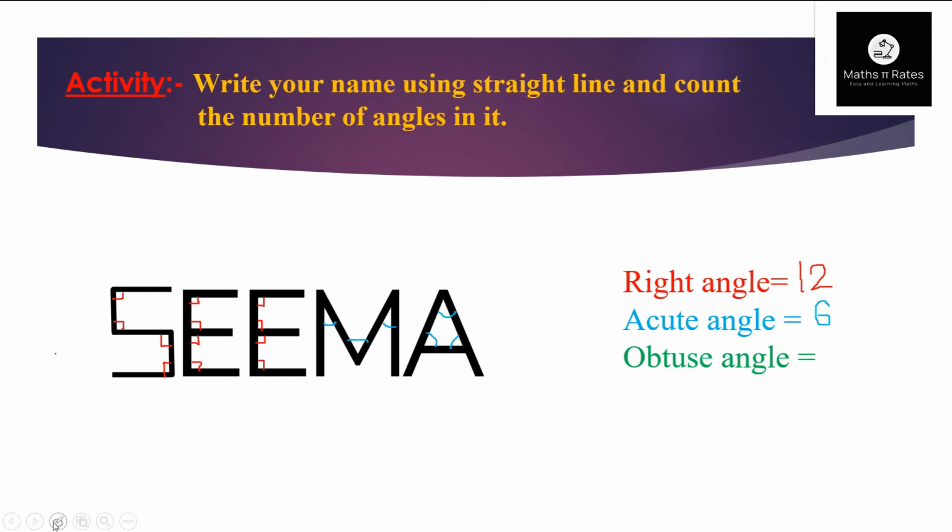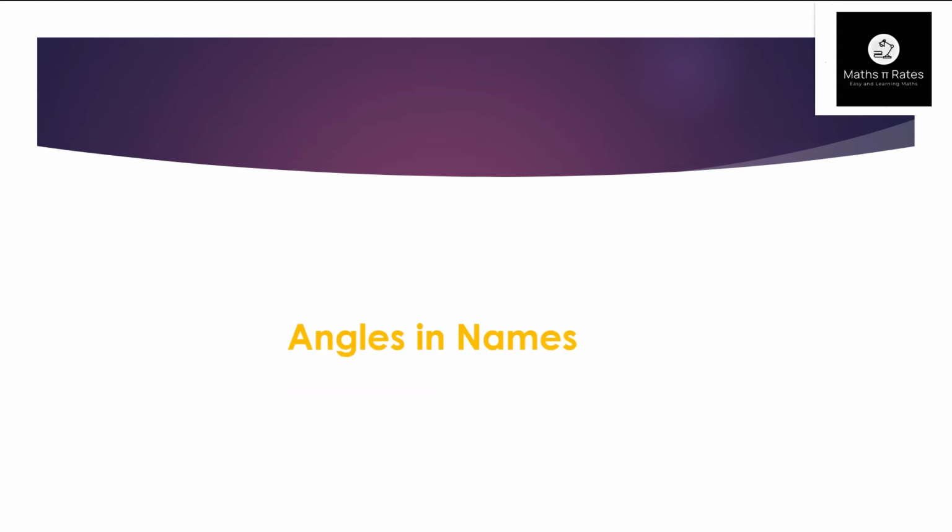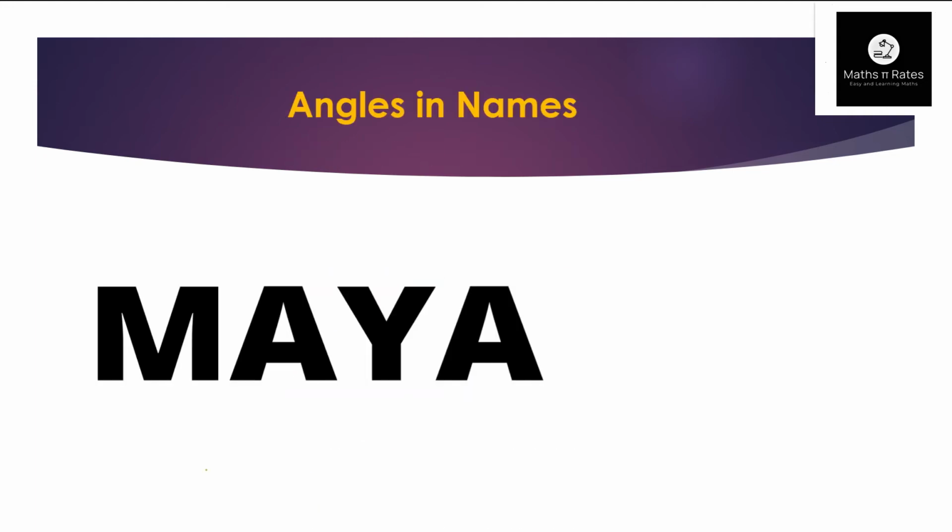Now we will count obtuse angles. 1, 2. So total 2 obtuse angles are there in the name Seema. Let us take one more example. Now we will consider the name Maya.